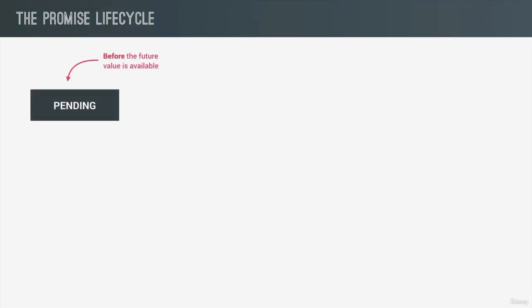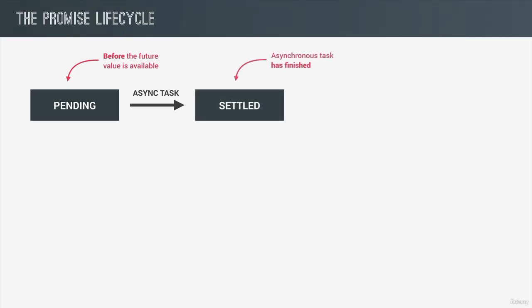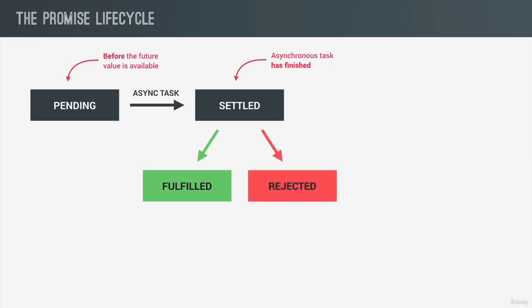So in the very beginning, we say that the promise is pending. And so this is before any value resulting from the asynchronous task is available. Now, during this time, the asynchronous task is still doing its work in the background. Then, when the task finally finishes, we say that the promise is settled. And there are two different types of settled promises, and that's fulfilled promises and rejected promises.